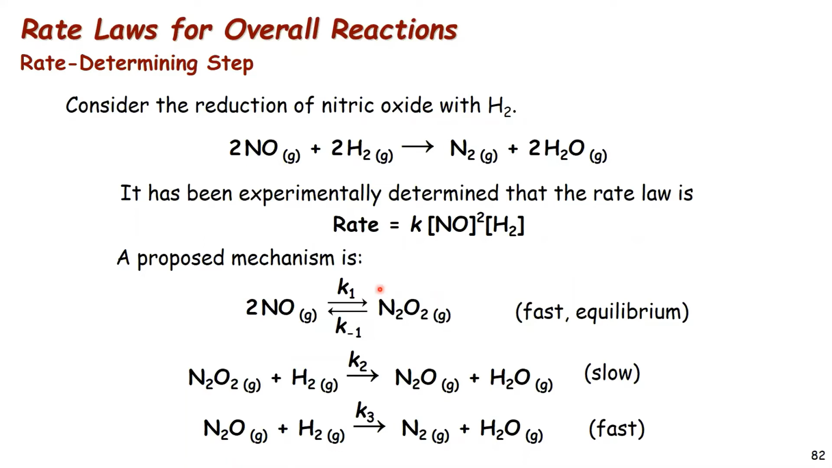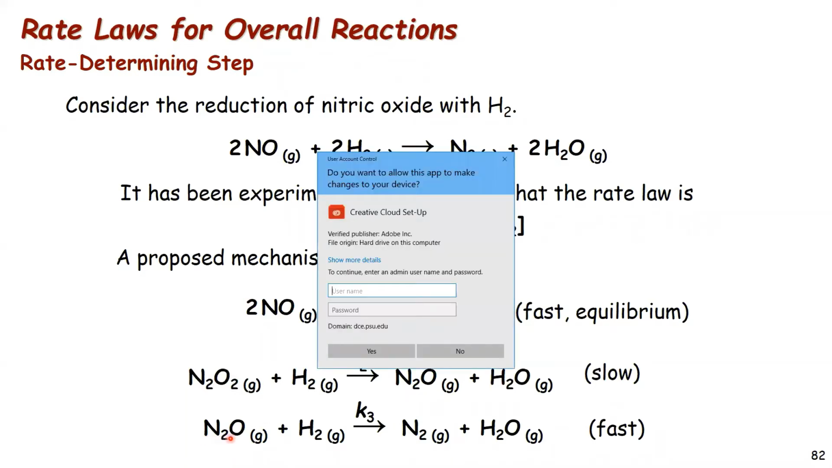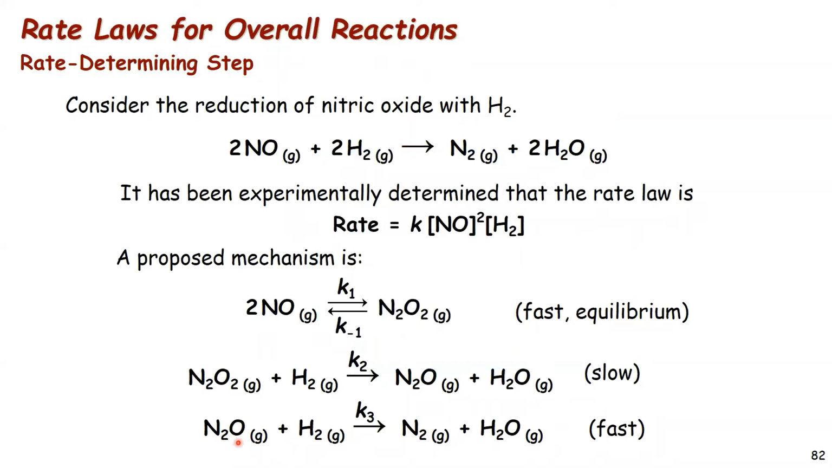Then this very reactive dinitrogen dioxide reacts with hydrogen, giving up one of its oxygens to form water, and leaving behind nitrous oxide, N2O. Then again, the nitrous oxide is very reactive and wants to give up its oxygen. And so the nitrous oxide then reacts with hydrogen to, again, produce water and then releases gaseous molecular nitrogen.